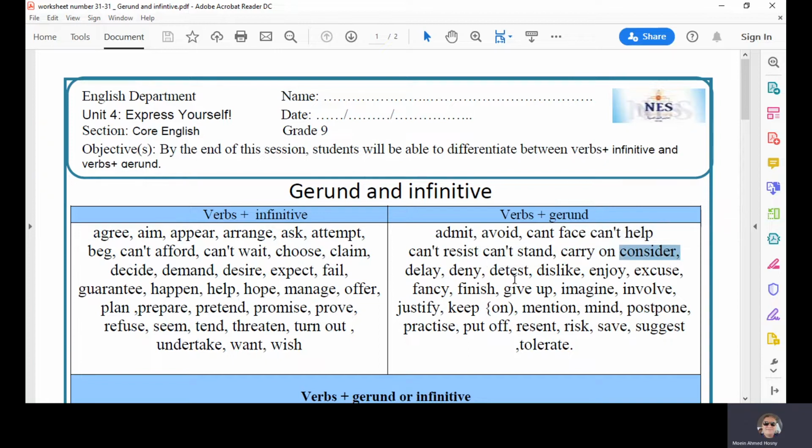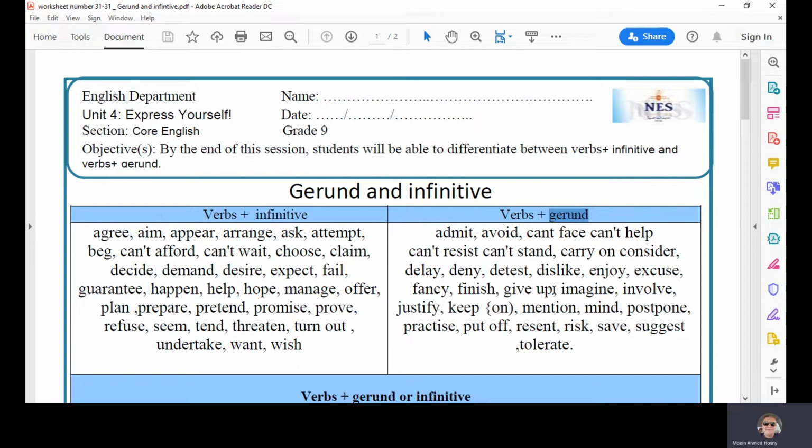Delay, deny, detest, dislike, enjoy, excuse, fancy, finish, give up, imagine, involve, justify, keep or keep on, mention, mind, postpone, practice, put off, resist, risk, save, suggest, and tolerate. All these verbs, after them, you must use the gerund, the verb ing.